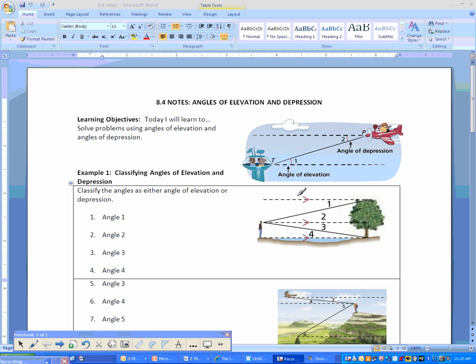And as this picture shows you, an angle of elevation is one where you're looking up, and an angle of depression is one where you're looking down. But this is really important, so I want you to write it down. The angles must hit or touch the horizon. And I want you guys to notice that the horizon is the one that's always parallel to the floor.